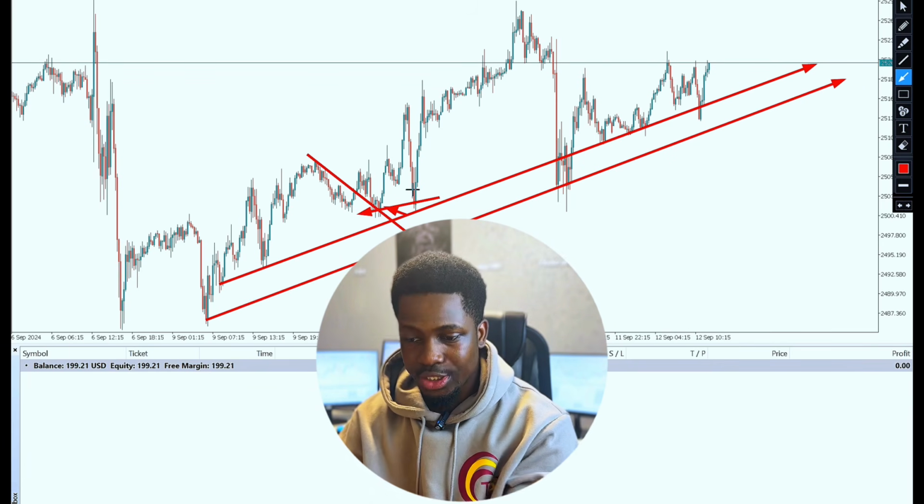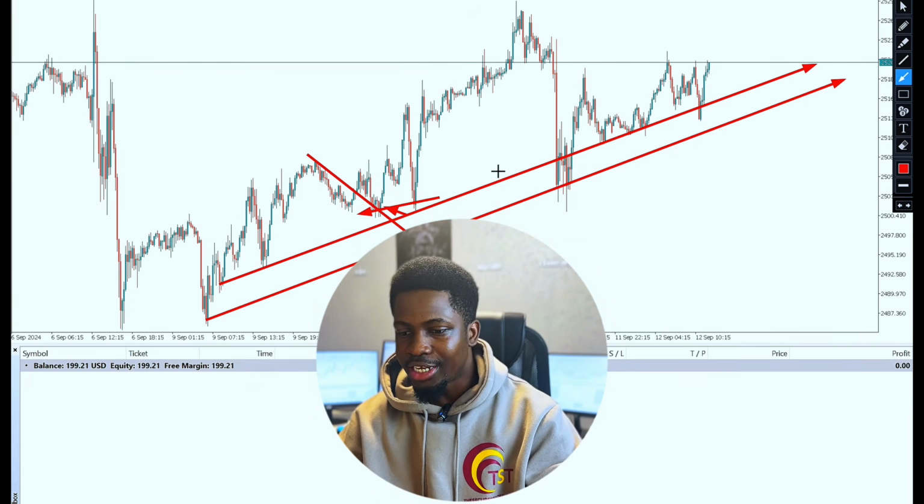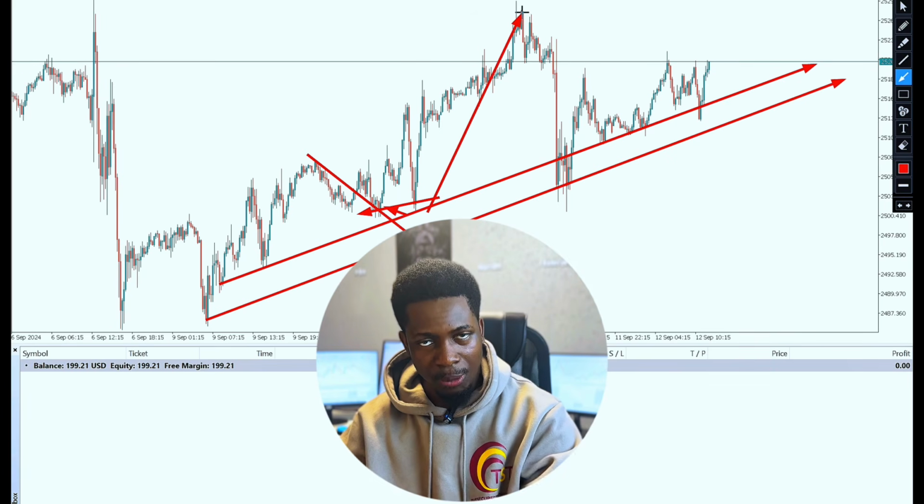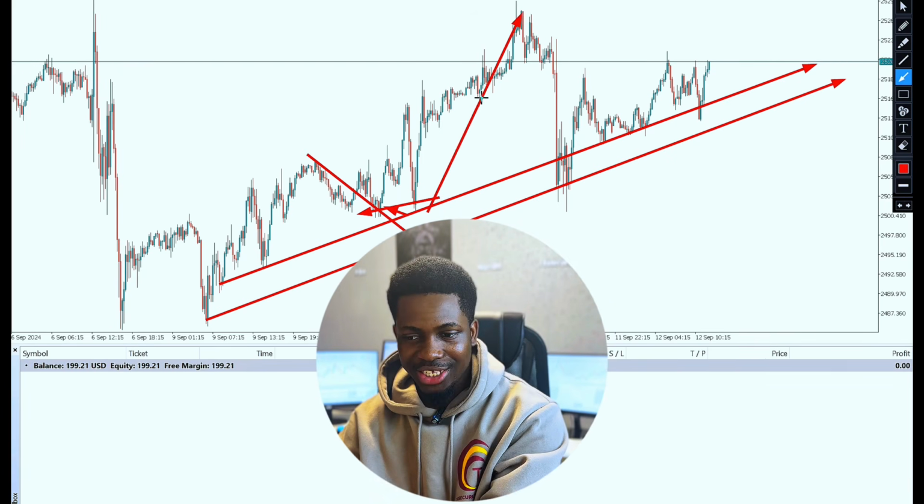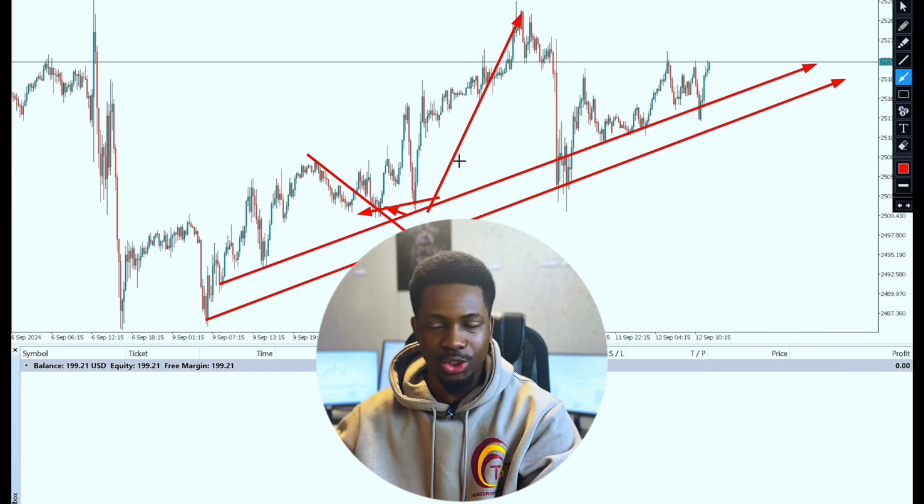Now after the second retest, what do you notice? Look at it. You notice that the chart just pushed up smoothly, right? You can literally see it, right? The chart literally just took off from that region. Good.